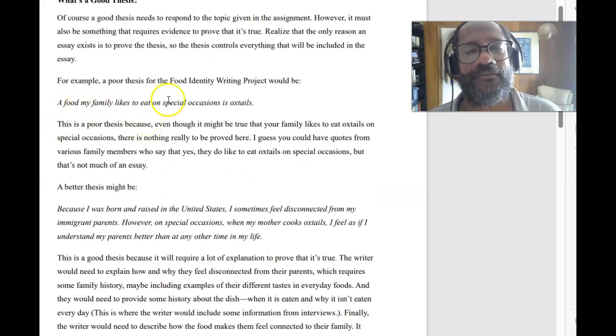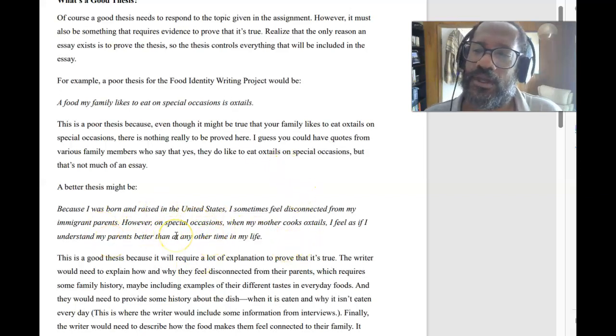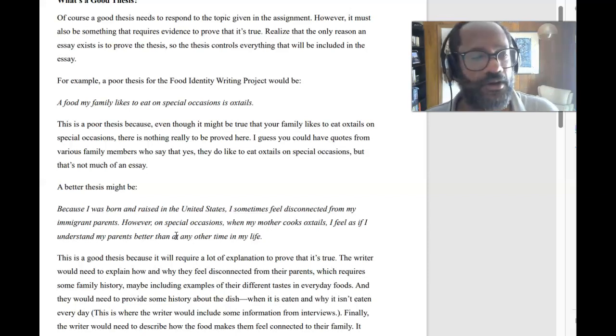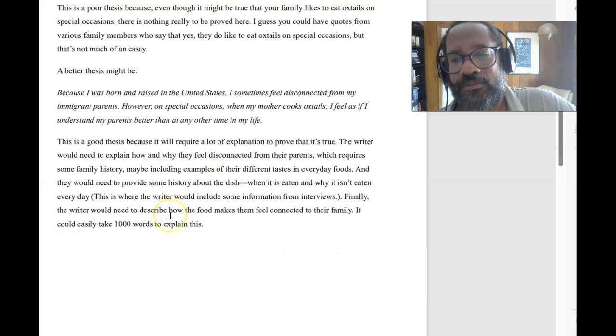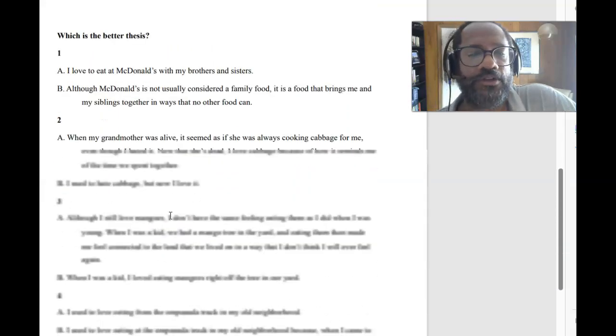If we're just going to say, as a fact, this is what my family eats, that's not going to work. But if we want to talk about how that food provides some kind of connection to somebody in this very specific instance, then that's something that's going to require the 1,000 words.